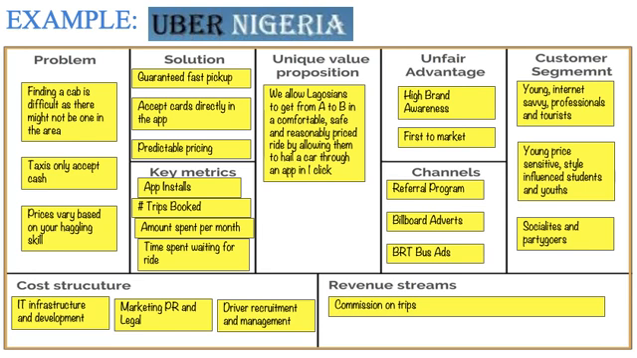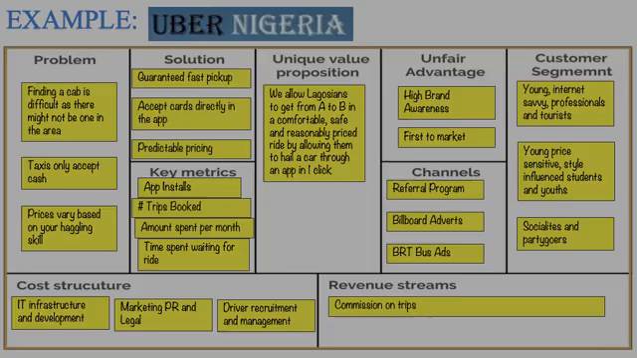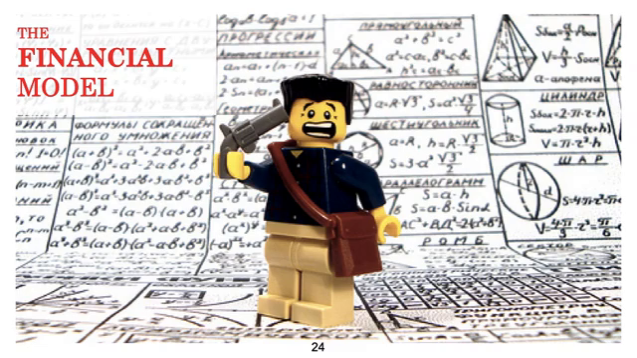Super easy, super simple to do, but it focuses you on the problems and solutions you're trying to solve, and thinking about some of the things that you need to actually start a business, not just have a fancy app. So once you've outlined all these things, then it becomes really easy to see how your business will actually work in real life. So up next is the financial model.